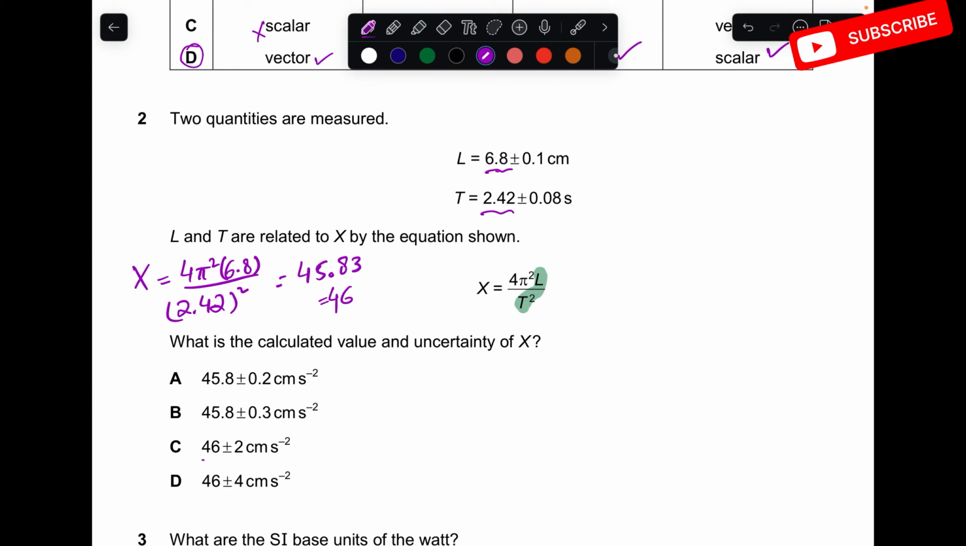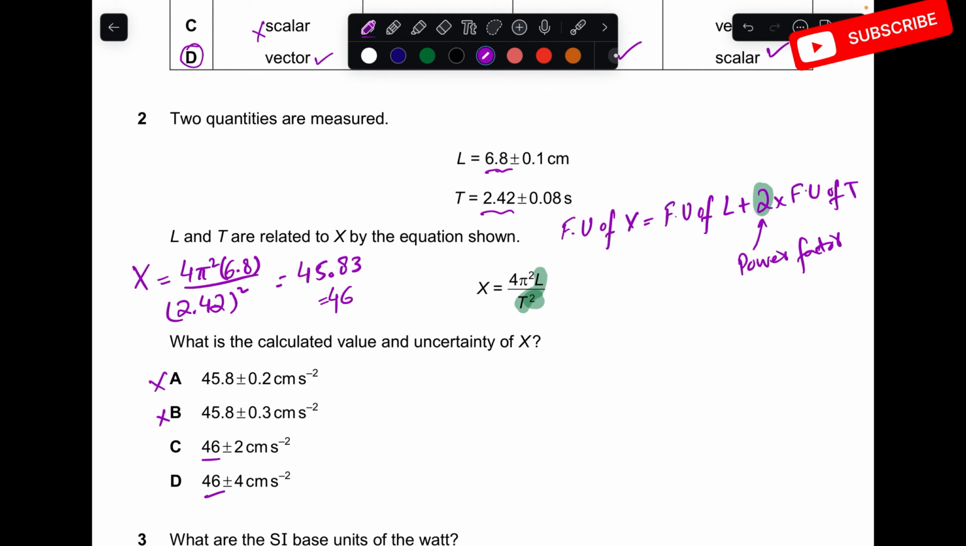So we have to choose between C and D, and we are not given the options. We know fractional uncertainty of X will be equal to fractional uncertainty of L plus 2 multiplied by fractional uncertainty of T. Why am I multiplying with 2? Because of this power. This is called the power factor. When some quantity has a power on it, you have to multiply its fractional uncertainty by it.